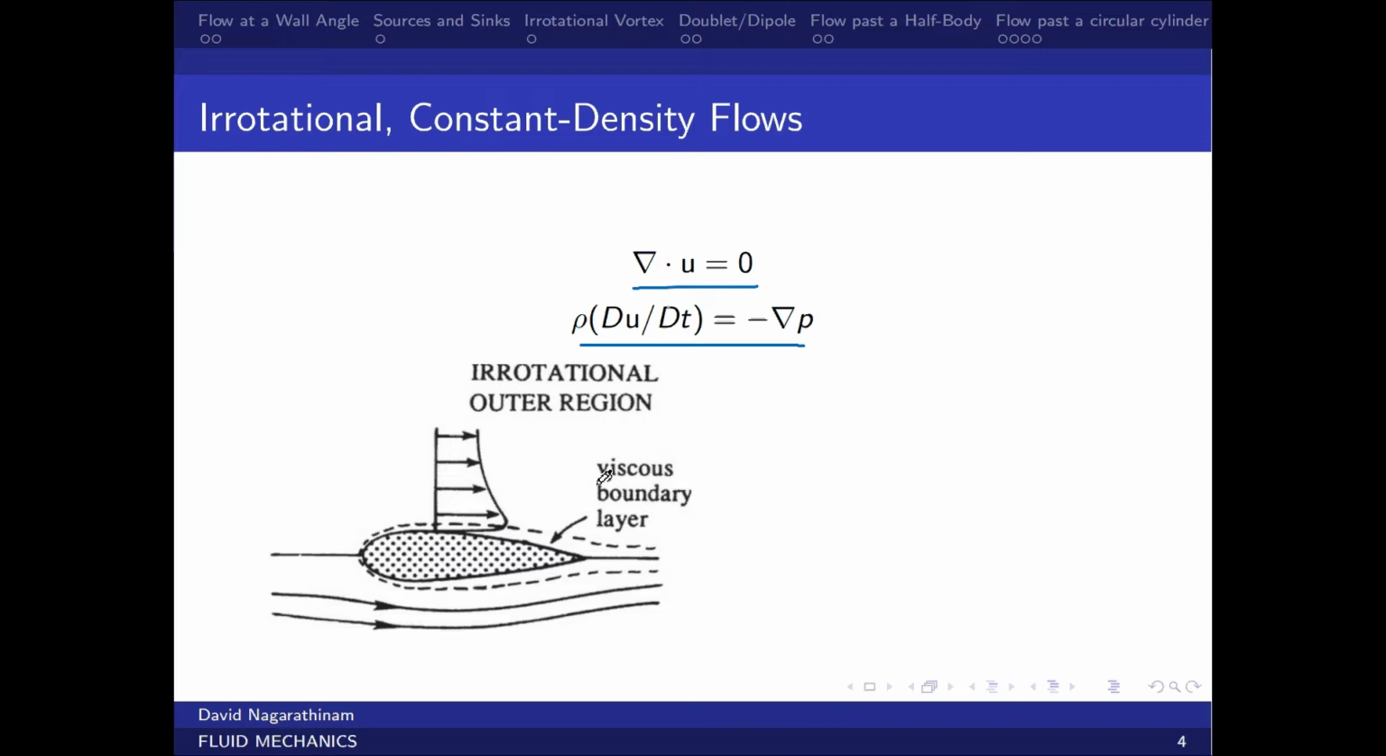velocity, there will be sharp velocity gradients. The streamlines in the flow past this streamlined profile are shown here in the schematic.